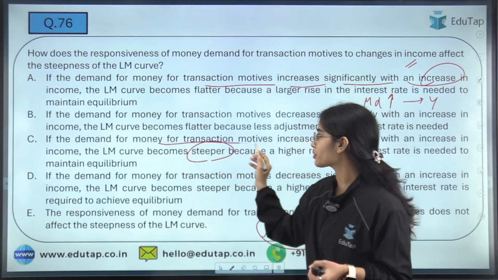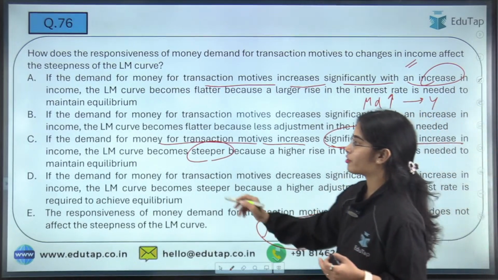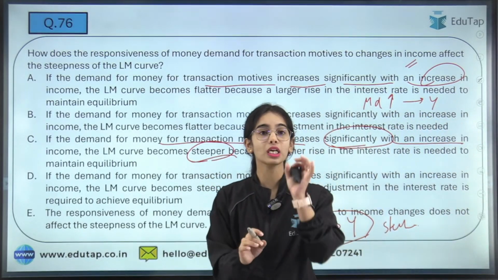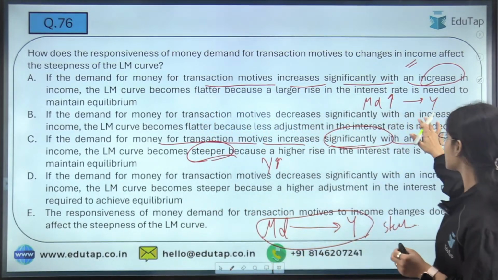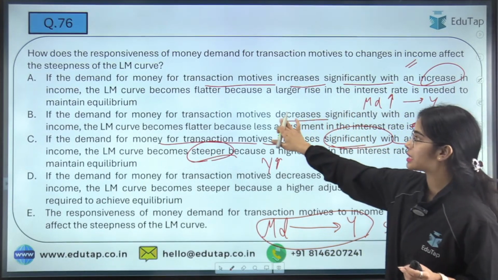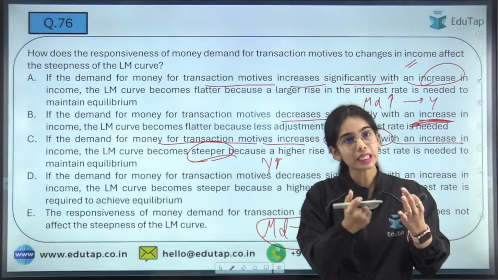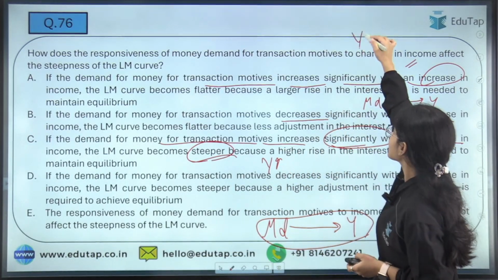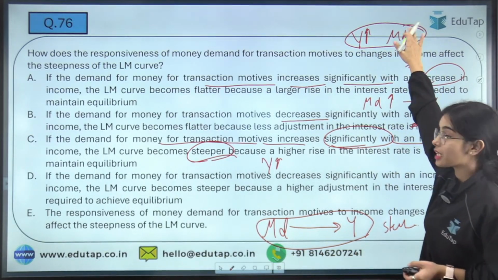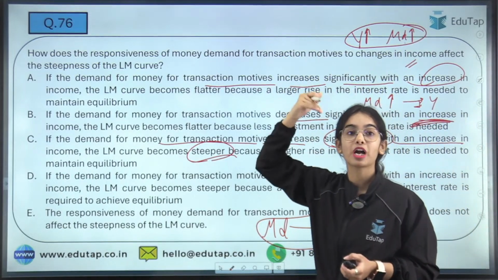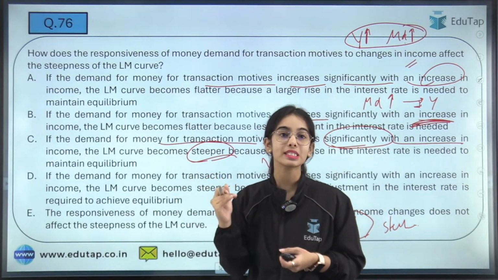So if the demand for money for transaction motive increases significantly with an increase in income, the LM curve becomes steeper. First of all, here it is written that with the increase in income, your demand for money is decreasing. That is not possible, because with the increase in income, your demand for money should increase as per Keynes. And if the demand for money is increasing by a lot, that will lead to a steeper LM curve. Okay.